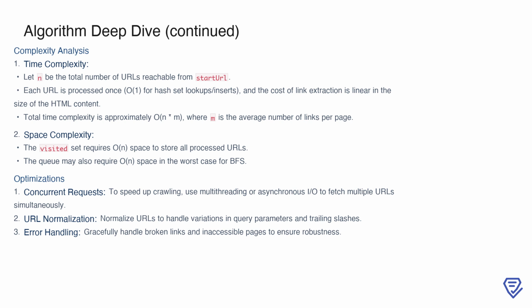To optimize the crawler, we can use concurrent requests to fetch multiple pages simultaneously, significantly speeding up the process. Normalizing URLs is another crucial optimization, as it ensures variations like trailing slashes or query parameters don't lead to duplicate entries in the visited set. Finally, robust error handling is essential to gracefully manage broken links and inaccessible pages, ensuring the crawler doesn't fail unexpectedly.